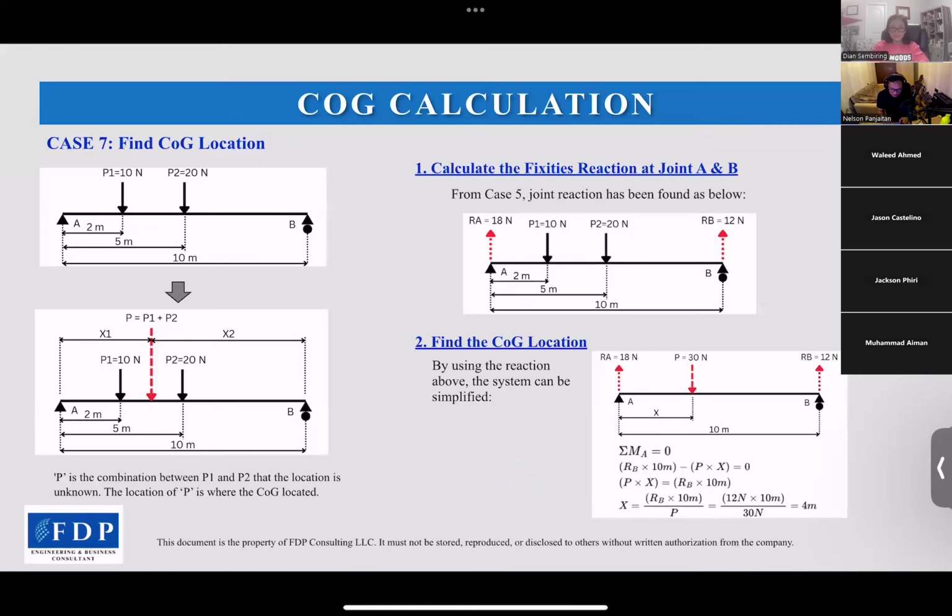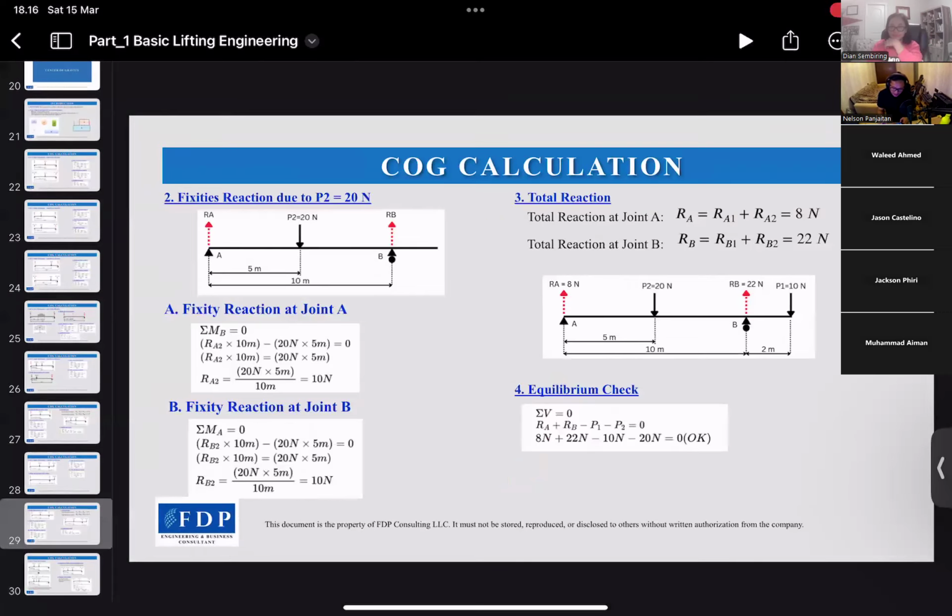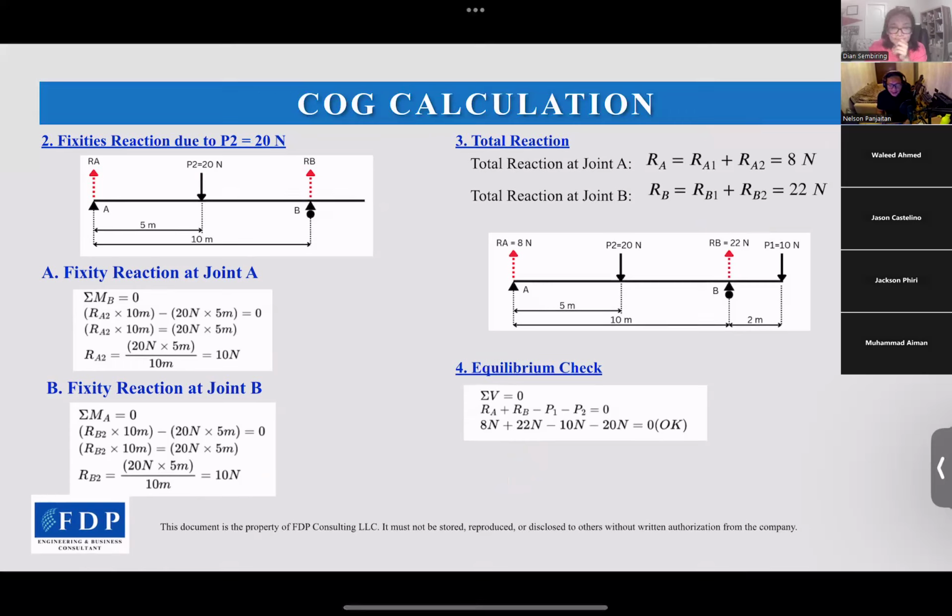Is there any question for the joint reaction calculation before we get into the COG calculation? And I will explain why this reaction matters and how it works in the COG calculation. Any question? Is everything clear? I hope everything is clear.